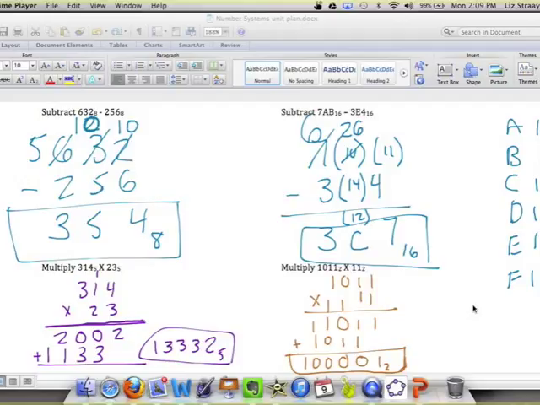So that's our lesson for today. We're not going to talk about dividing. We're just going to learn adding, subtracting, and multiplying in different base systems. And this will be the last lesson that is covered on Wednesday's quiz.